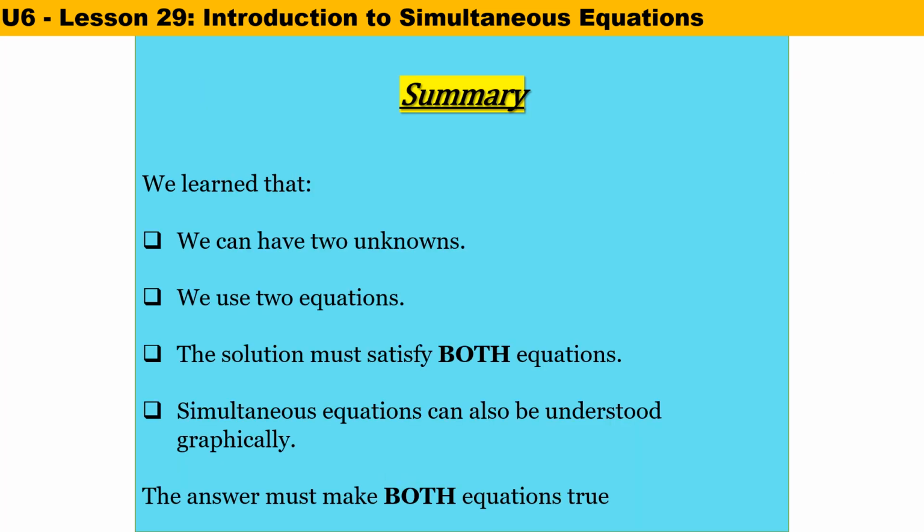So we have come to the end of our lesson for today, and you should have learned that in simultaneous equation we have two unknowns, which is x and y. We have two equations, and that the solution for x and y must satisfy both equations. We also understand that simultaneous equation can be solved graphically as well as algebraically. Also, the value that you find for x and y must satisfy both equations.